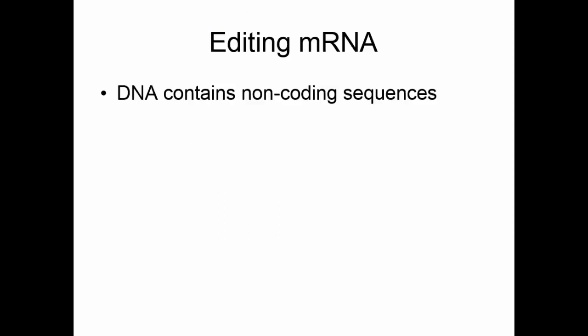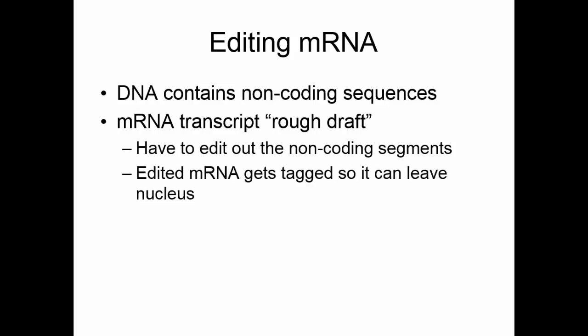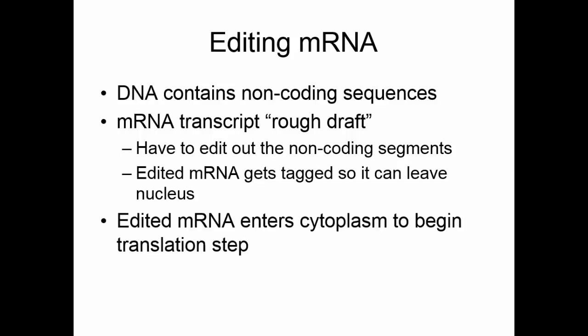The DNA contains some areas that don't code for protein, these non-coding sequences. When we make the messenger RNA transcript, we copy everything on the DNA, including some of these non-coding sequences. So our first messenger RNA transcript is sort of a rough draft. We have to edit out the non-coding segments, and then the edited messenger RNA gets tagged so it can leave the nucleus. We have to let those nuclear pores know it's okay to let this molecule out. It's the edited messenger RNA that enters the cytoplasm and begins the translation step.